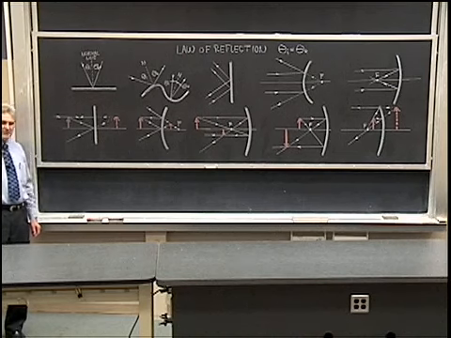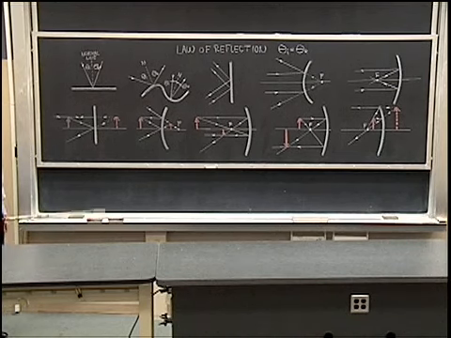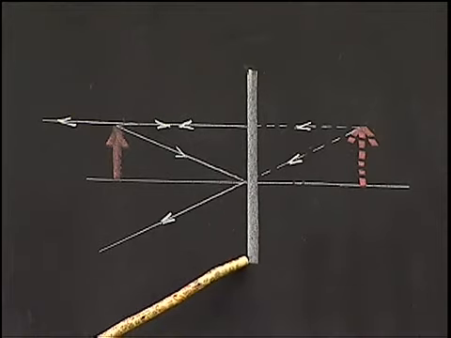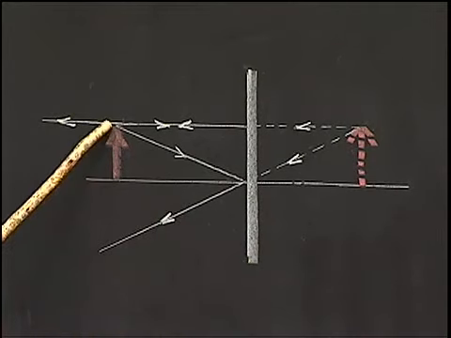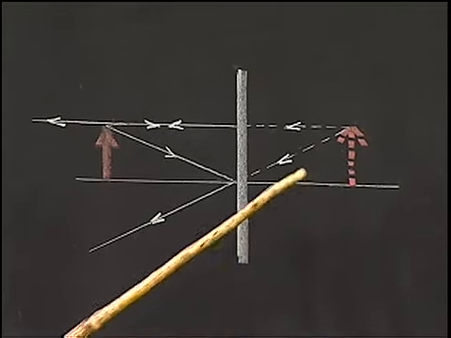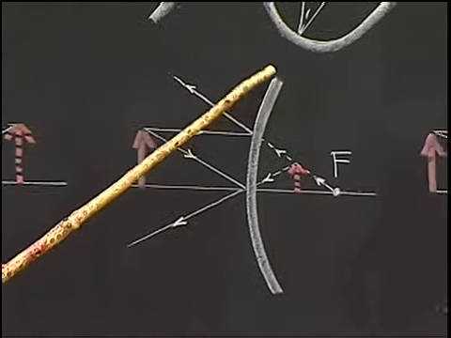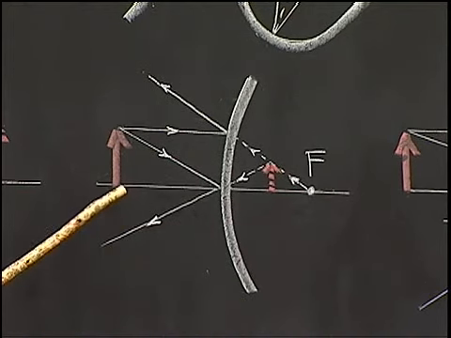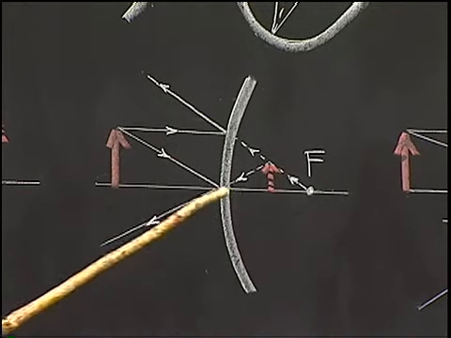Next, I'd like to talk about the object-image relationships for various mirrors. Here I have a plane mirror showing the object and the corresponding image. Then I have a convex mirror showing the object and a corresponding image.